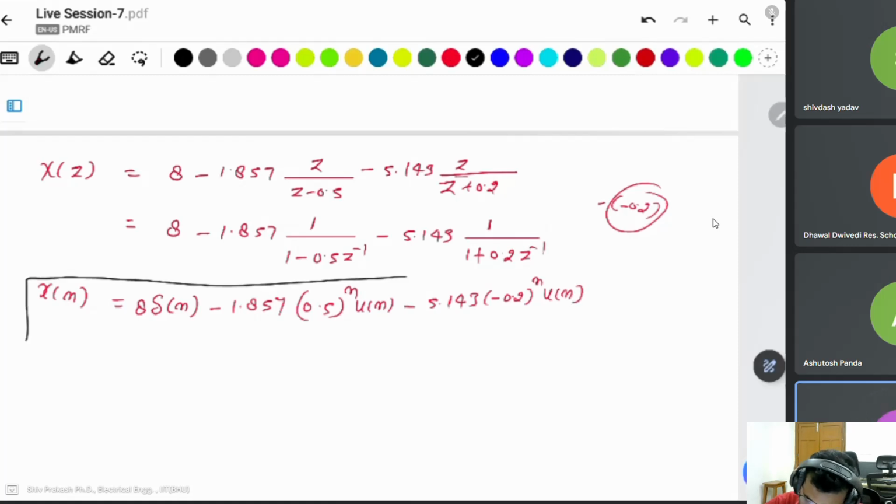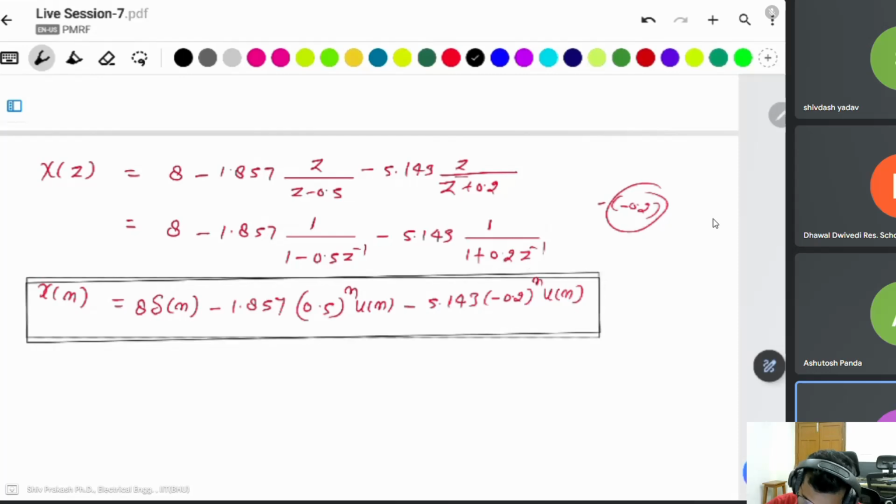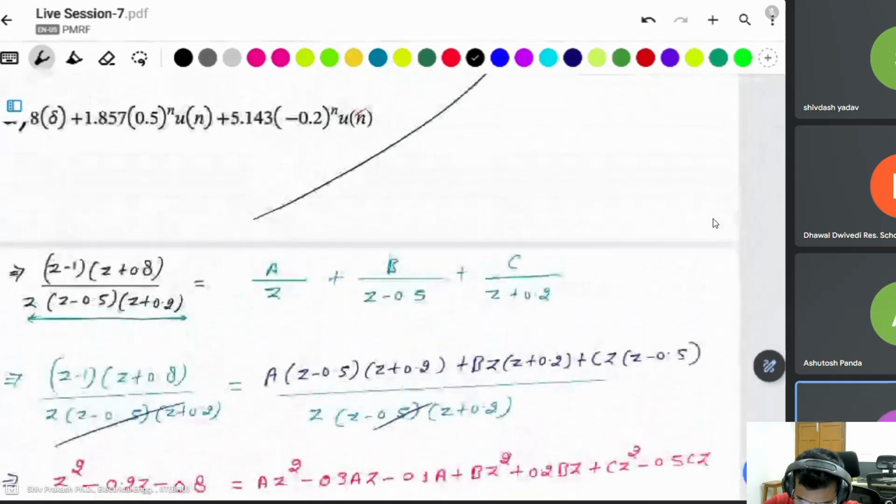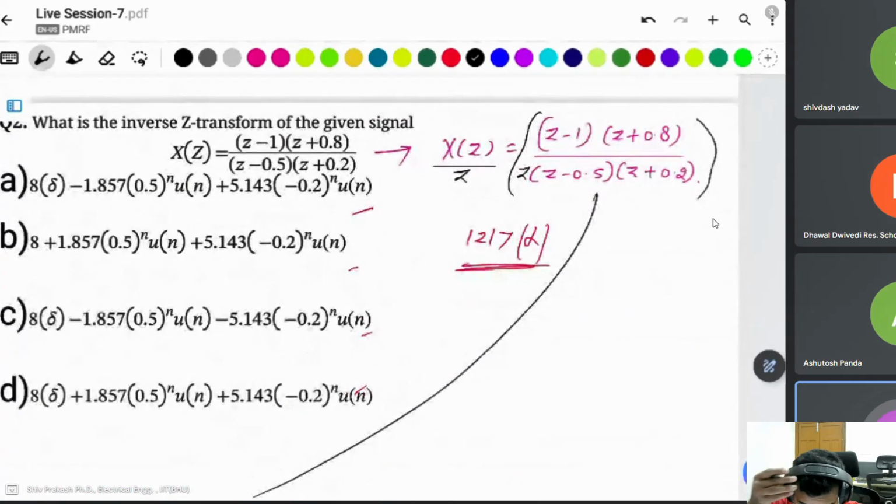Okay, you can select this one from the options. What is the option? 8 delta n minus 1.857 times 0.5 to the power n u(n) plus 5.143 times minus 0.2 to the power n u(n). Second, 8 plus 1... There is a mistake, this will be delta n. That is the thing: 8 delta n and all of them.